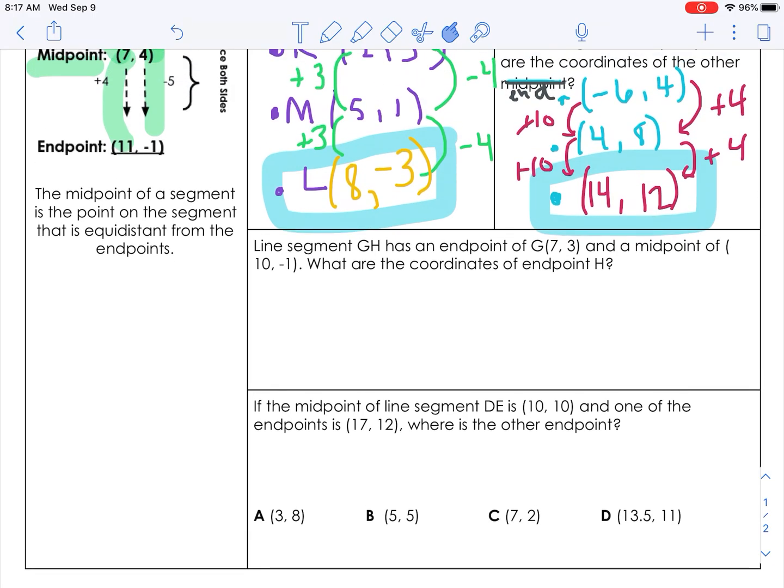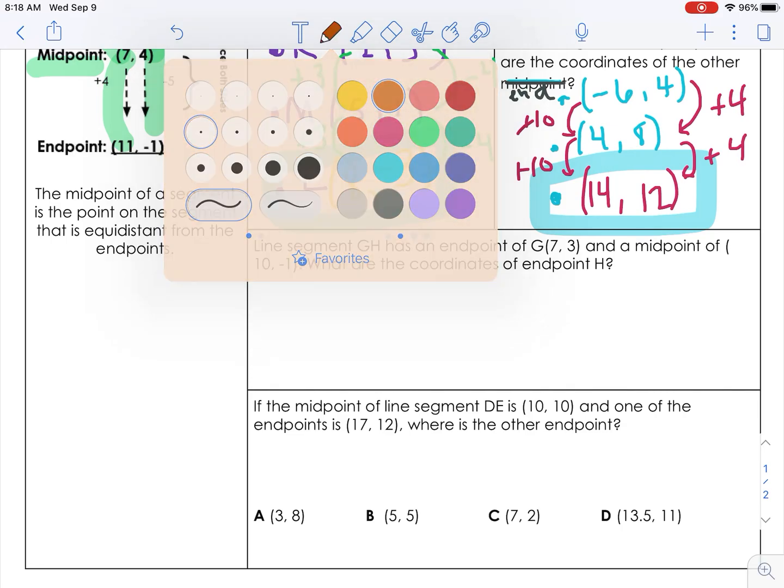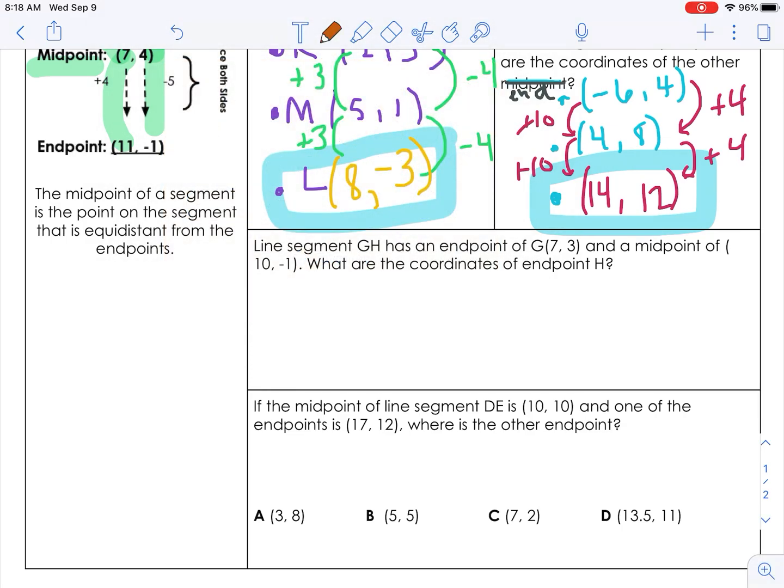Line segment GH has an endpoint of G. So we're going to start making our picture here. So here's G, our endpoint. That's 7, 3. And a midpoint, the middle, is at 10, -1. And we need to find the coordinates of H because H is the other end of the line.